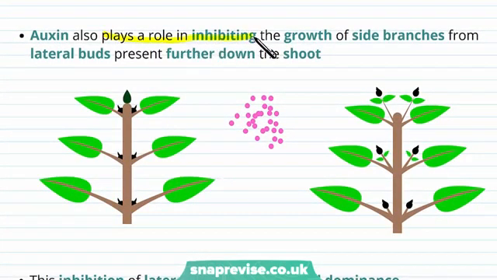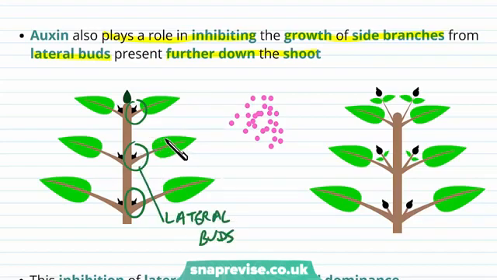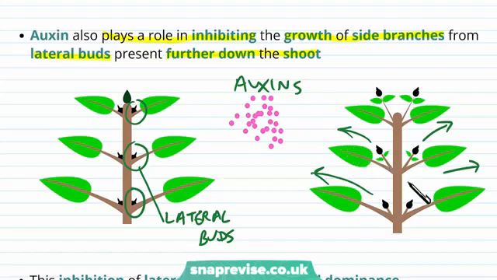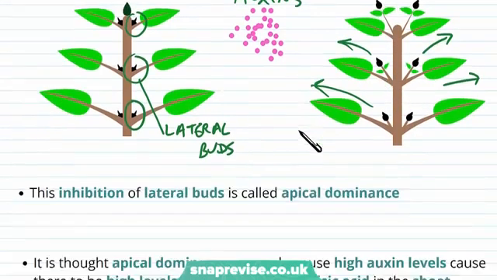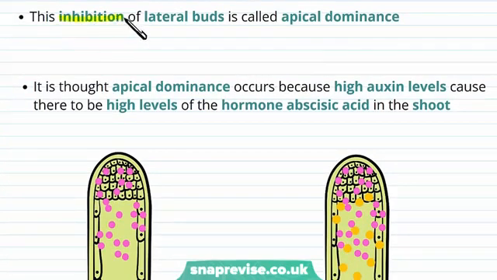It plays a role in inhibiting the growth of side branches from the lateral buds coming off of the stem, and these are present further down the shoot. So when you look at several types of plant, we can see these lateral buds going down the stem of the plant. And these lateral buds are aiming to grow outwards and extend the plant in different directions. However, when these auxins are present, they inhibit the growth of these lateral buds, and so the further down the shoot there is less growth happening. And we call this type of inhibition of the lateral buds apical dominance.